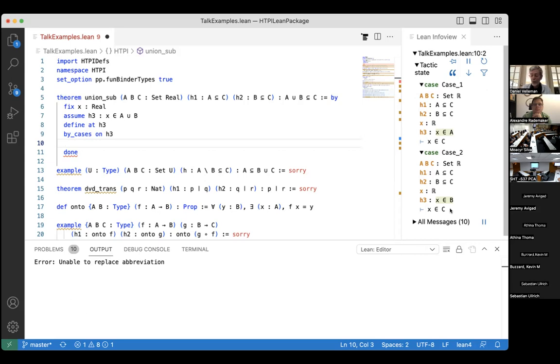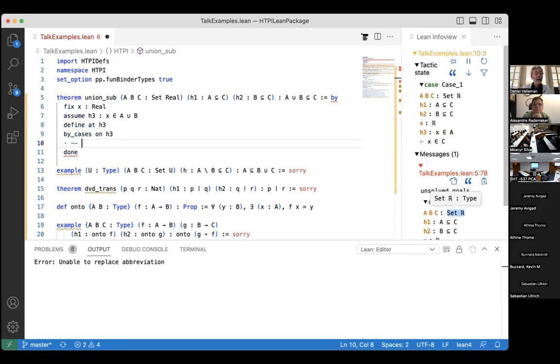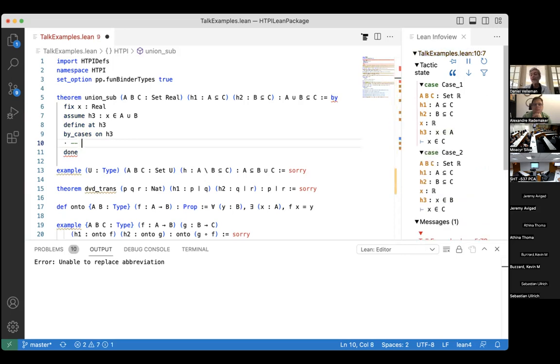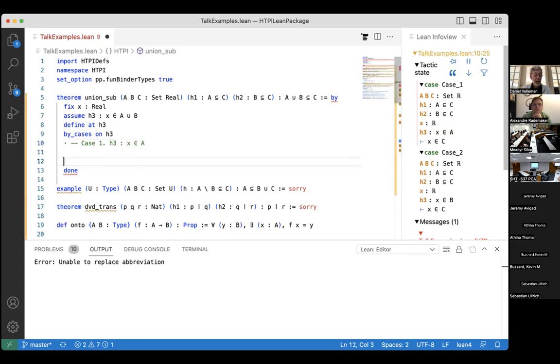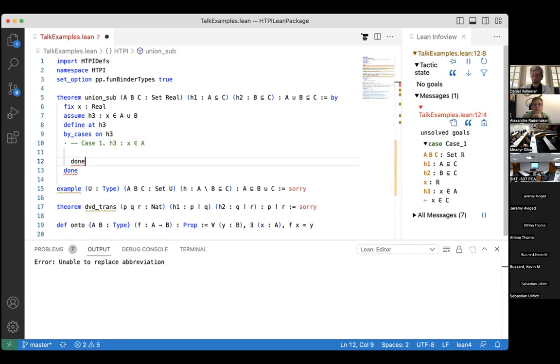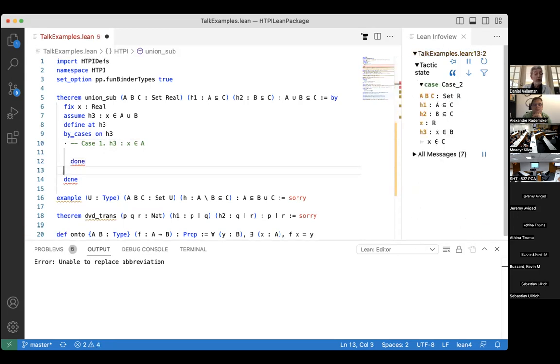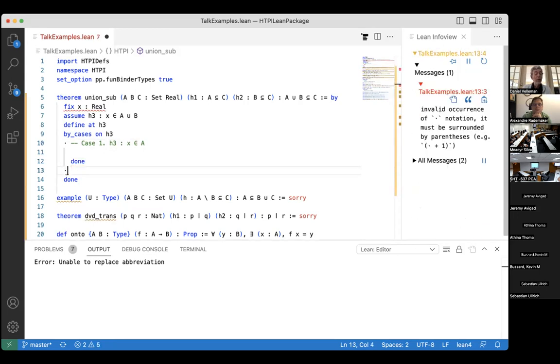I think it's useful to label the cases. And so I'm going to do that here. Two dashes in a row says to Lean, the rest of this is a comment. Lean will ignore it. And so I'm just going to label this case one. In case one, H3 is X is in A. And I'm going to have done for the end of case one, and then I will put in a label for case two.